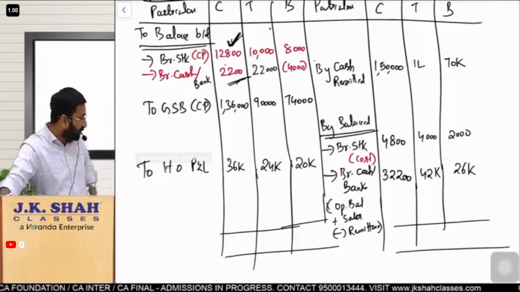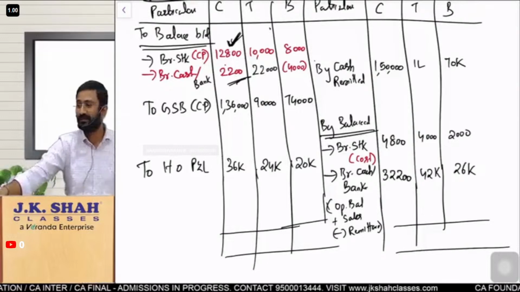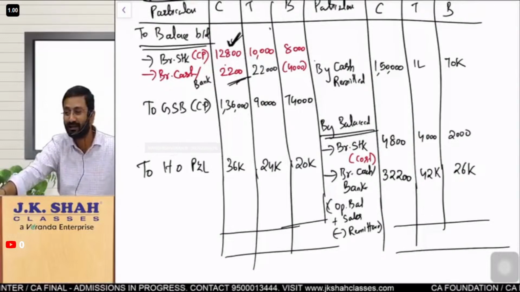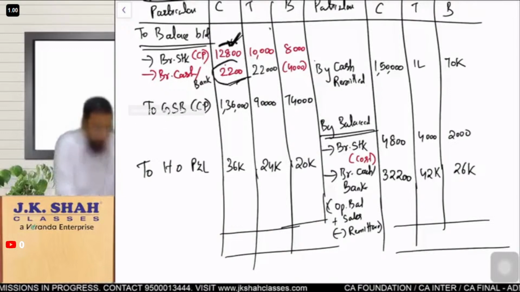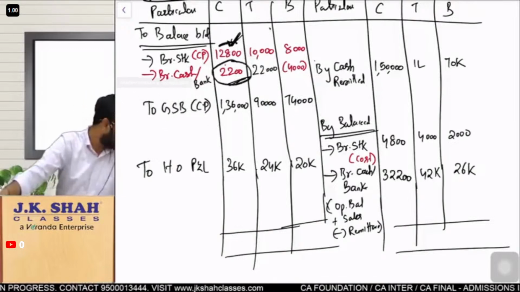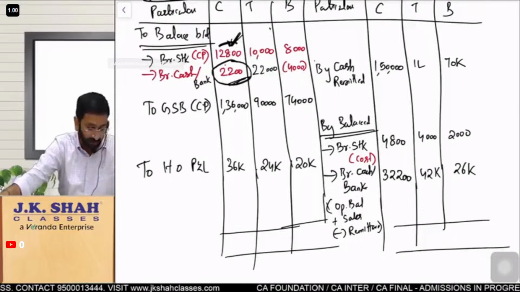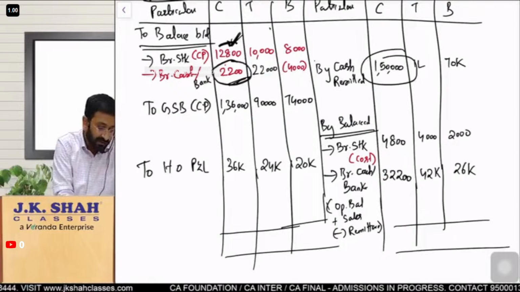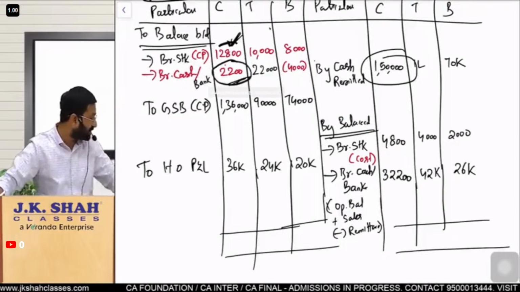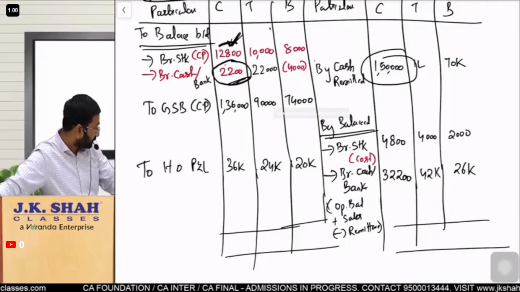Karan, how do you get cash remittance? How did I get cash remittance? What is the opening cash of Coimbatore? 2200. Plus sales of Coimbatore. What is the sales? Add the sales and remove the remittance. Opening cash, add the sales, remove the remittance.